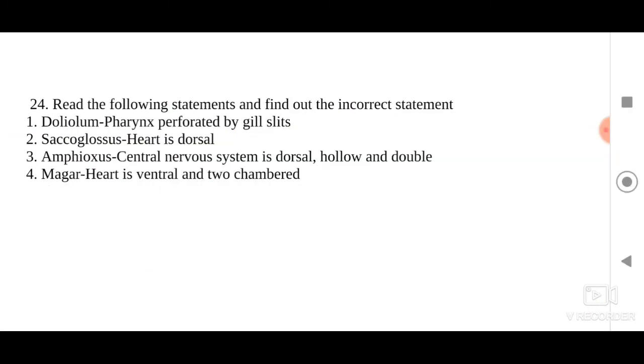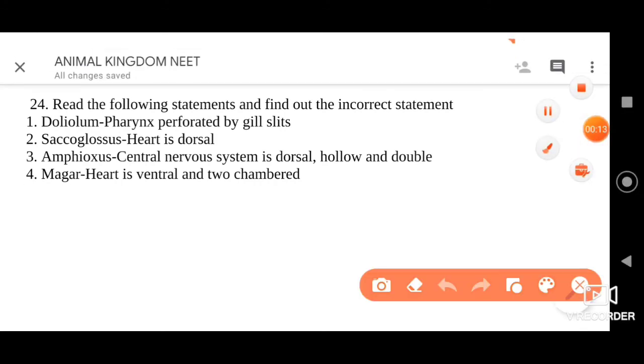The next question is, read the following statements and find out the incorrect statement. See, dear students, 4 statements have been given here. So we need to identify the wrong statement or the incorrect statement among the given 4 options. So here let us understand each of the statements. Let me tell you the first one, Doliolum. Doliolum is a tunicate.